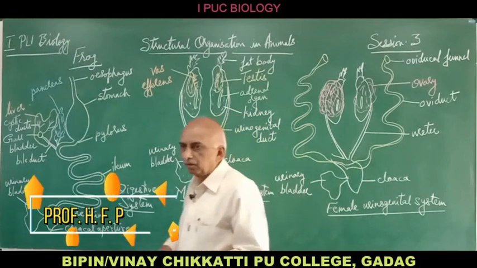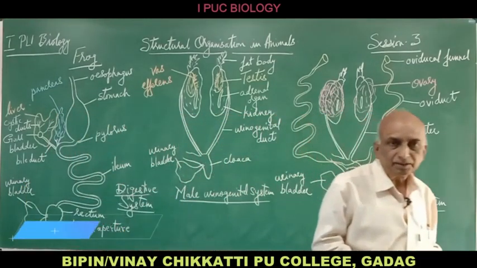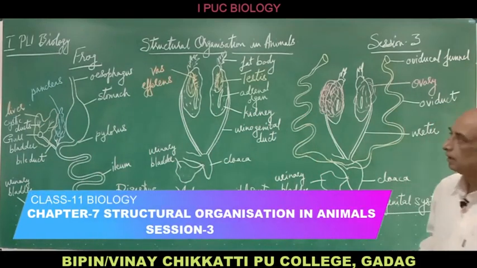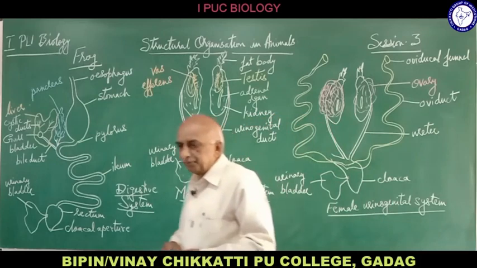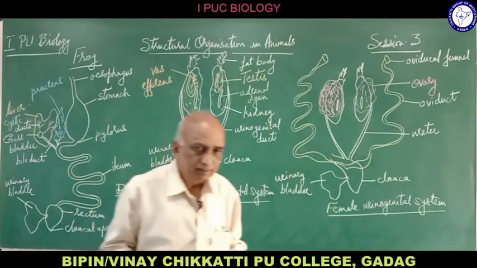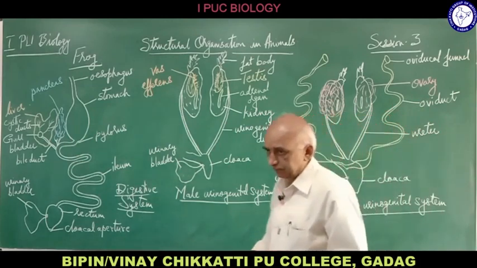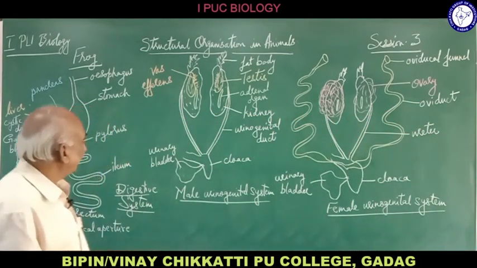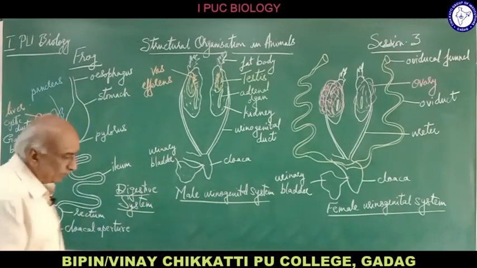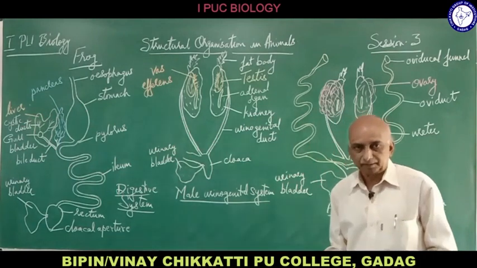So in the structural organization of animals, we have studied the animal tissues, then the life history of earthworm. Now we shall be studying the life history of frog. So frog is an amphibian which belongs to class Amphibia in phylum Chordata. The body is divided into head, neck and trunk.